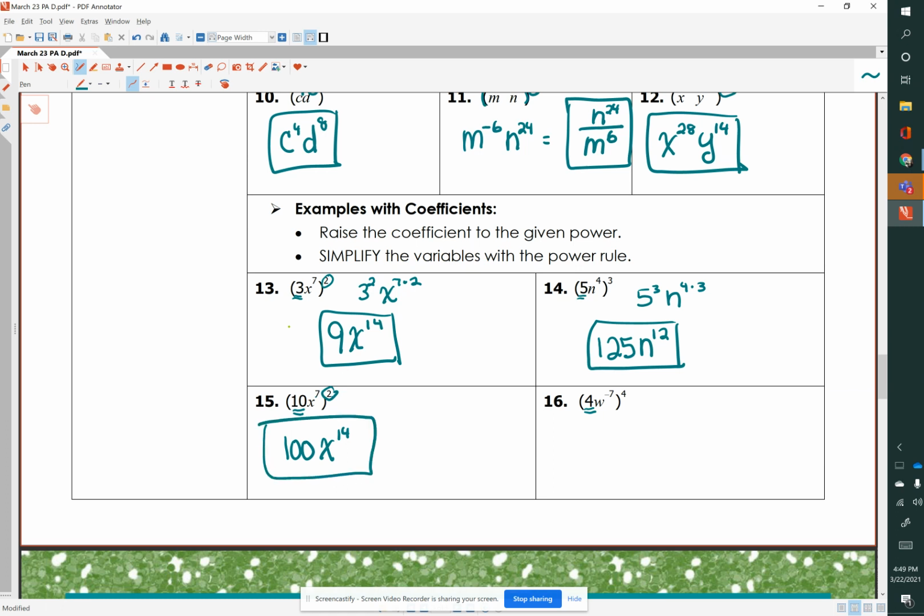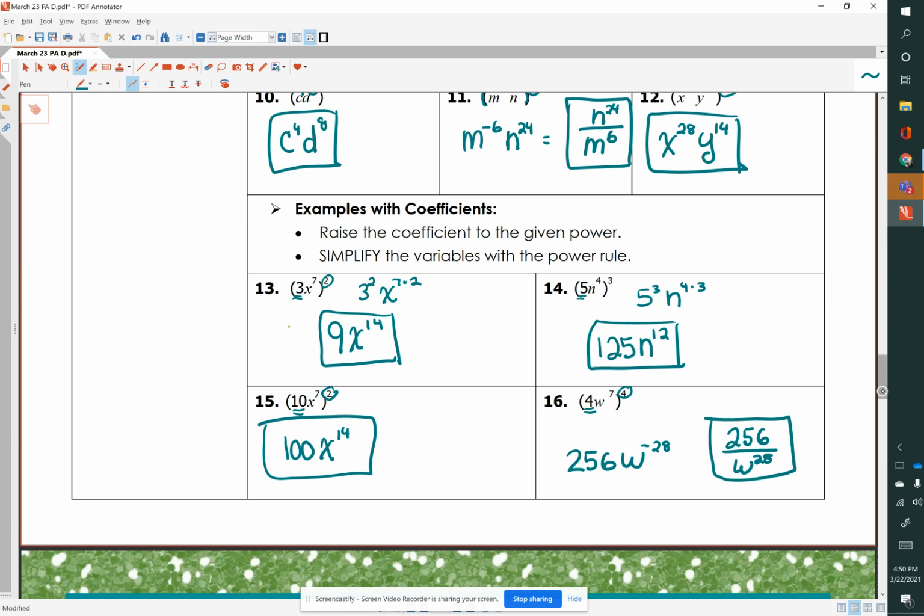And number 16, we have 4 raised to the 4th power. And 4 raised to the 4th power is actually 256. 4 times 4 times 4 times 4. 4 times 4 is 16, times 4 is 64, times 4 is 256. And then we have our w, negative 7 times 4 is negative 28. So we're going to have to rewrite that. Let me make a little room. So it will be 256 in the numerator, w to the 28th power in the denominator. And that's our final answer.